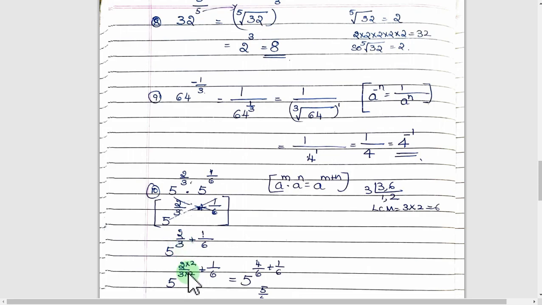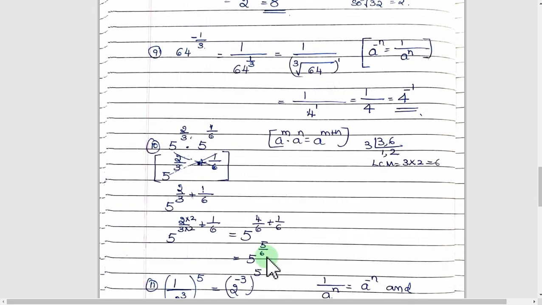Now to make 3 into 6, we have to multiply by 2, right? Same number we have to multiply for the numerator also. Here already 6 is there, you don't have to multiply. Now write the product in the next step. 5 is there, base 5 you have to carry. Don't carry only these fractions. 5 to the power of 4 by 6 plus 1 by 6.